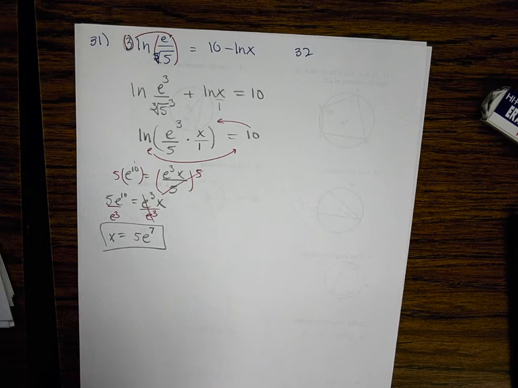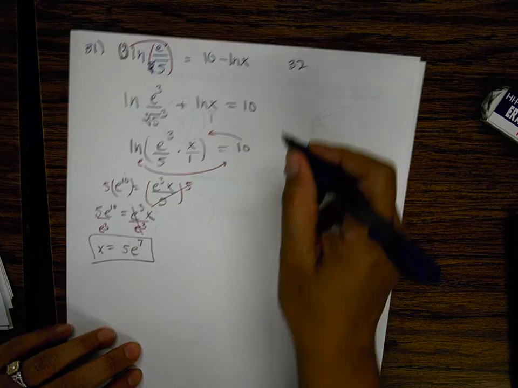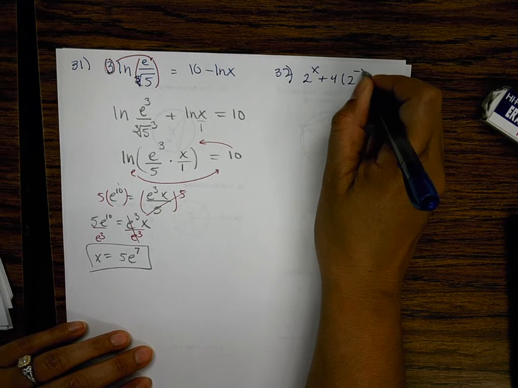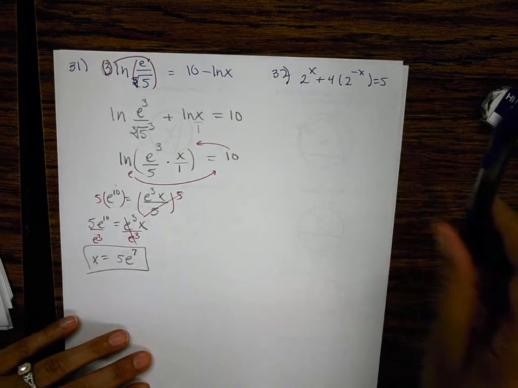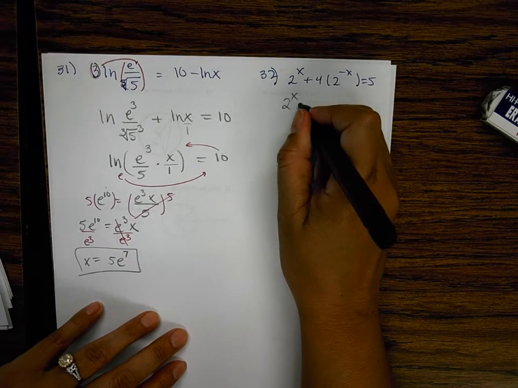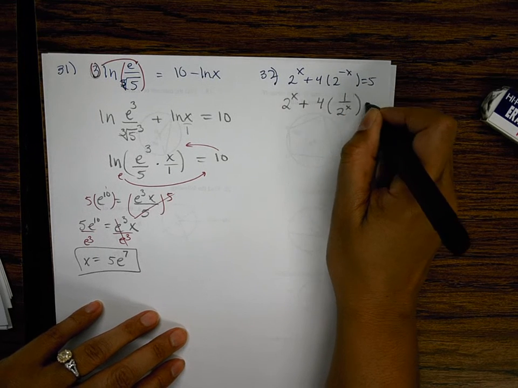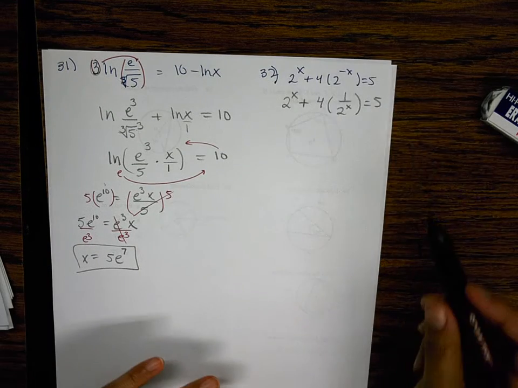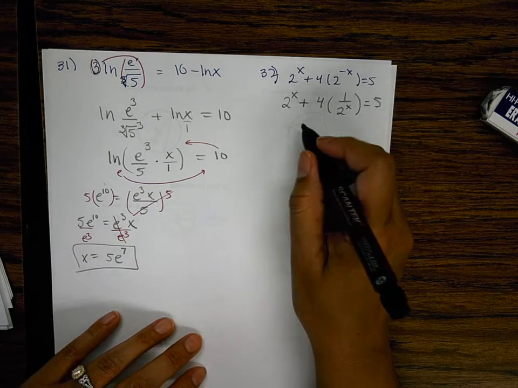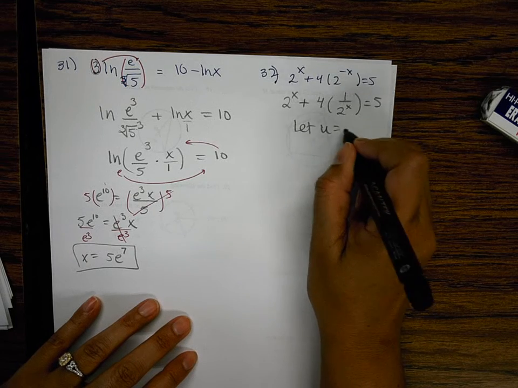32 is my next one, and 32 reads 2 to the x plus 4 times 2 to the negative x equals 5. I'm hoping you recognize at this point that these are kind of like those U substitution problems that we've been doing. I'm just going to rewrite this as 1 over 2 to the x. Can you see how that is the same thing? A negative exponent moves it to the bottom. So I'm going to put a u in. I'm going to let u equal 2 to the x.